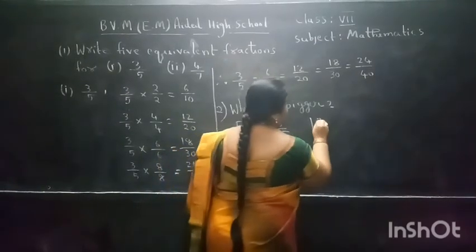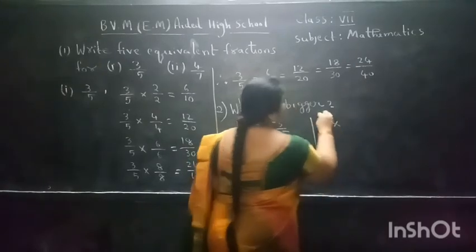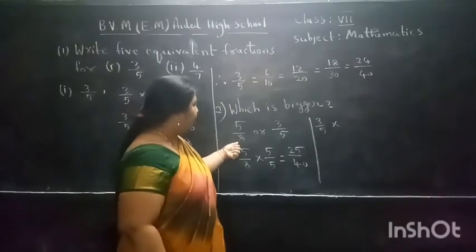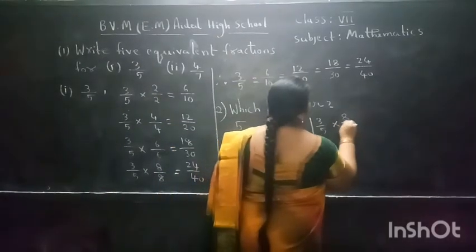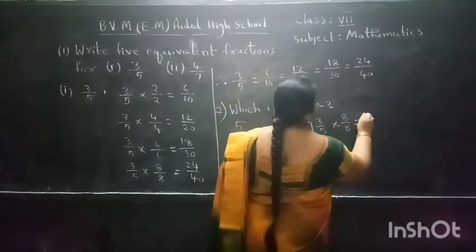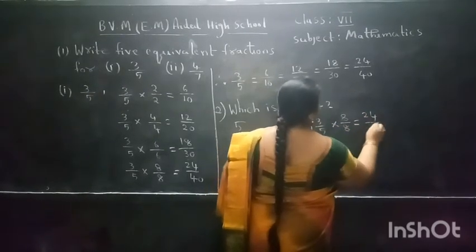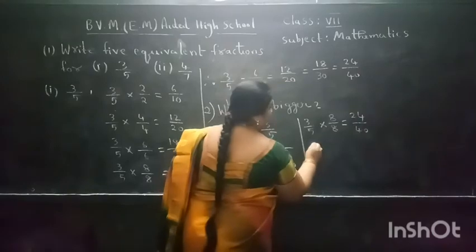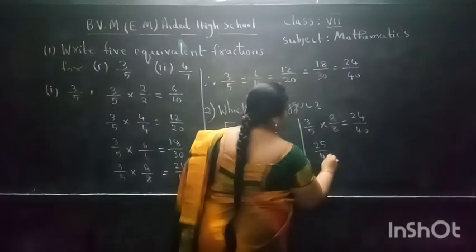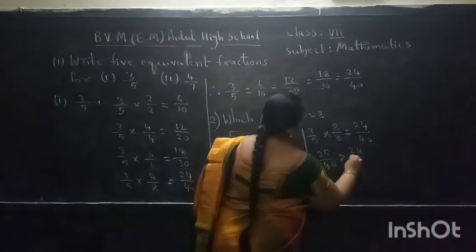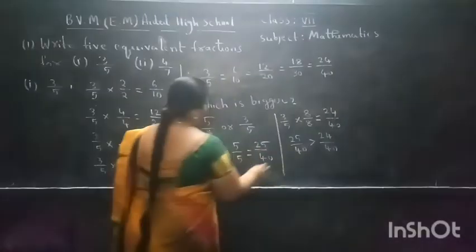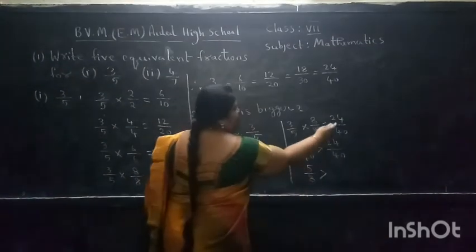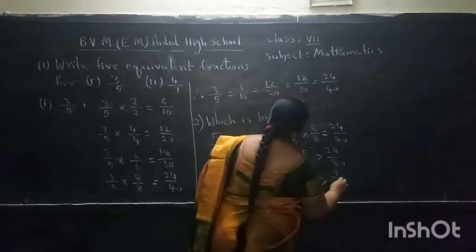Next you take the second fraction, 3 by 5. Both the numerator and denominator are multiplied by the first fraction's denominator. First fraction's denominator is 8. 8 by 8. 3 8s are 24. 5 8s are 40. Here 25 by 40 and 24 by 40. 25 by 40 is greater than 24 by 40. 25 by 40 means 5 by 8. 24 by 40 means 3 by 5.